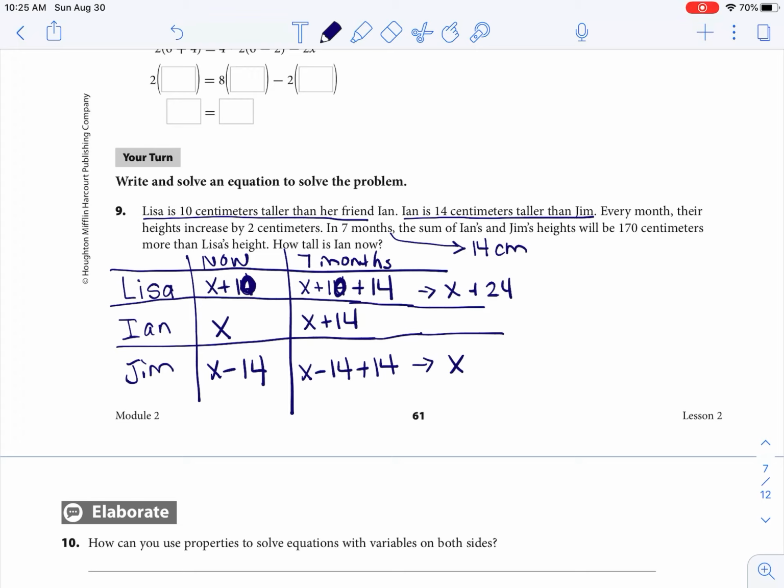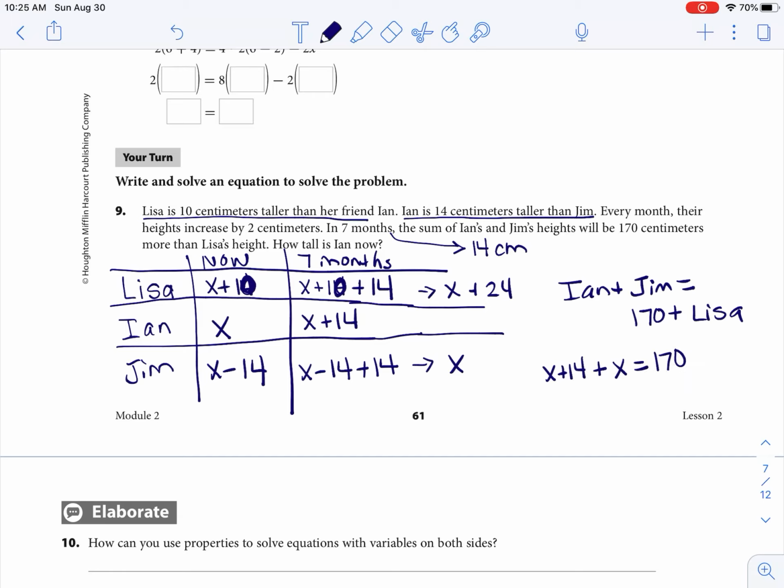And what does it tell us? In 7 months, the sum of Ian and Jim will be 170 plus Lisa. So Ian plus Jim is 170 plus Lisa. And then we work it out. This one's going to be a 2X plus 14. This one's going to be X plus 194. And again, you're just going to solve that the same way we were solving the other ones, okay?